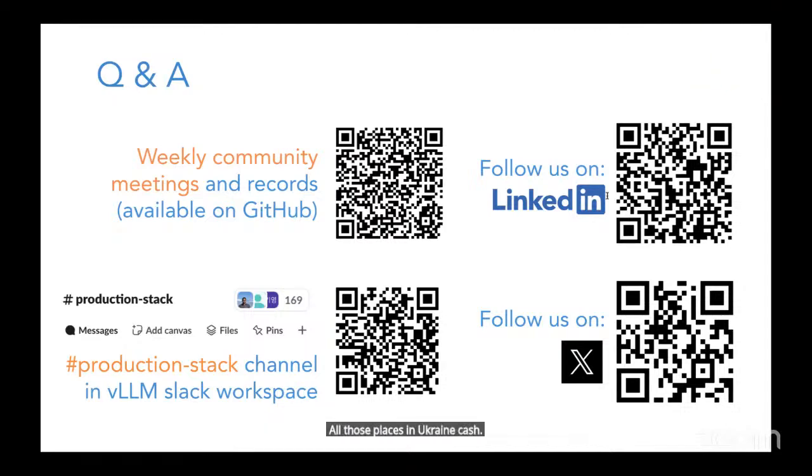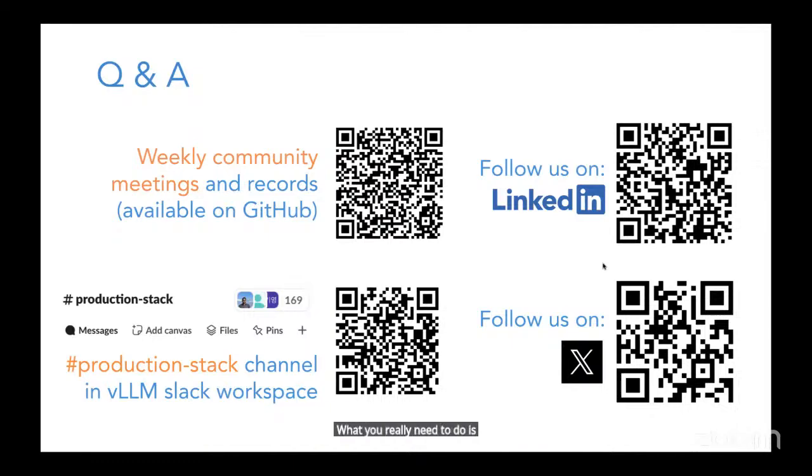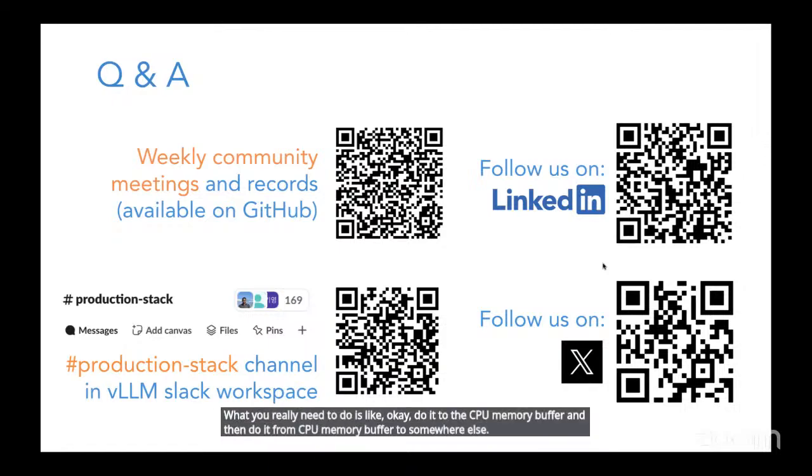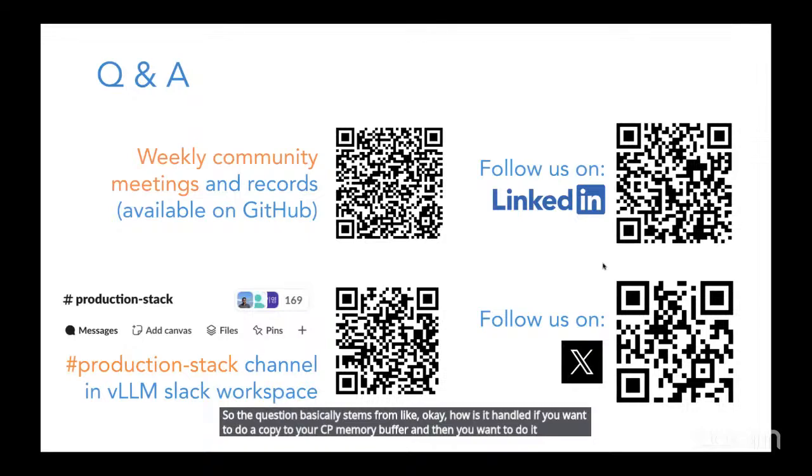I think the clarification question is you can't do a transfer from GPU memory to storage directly, right? So a GPU thread SM copy is not going to happen. What you really need to do is copy to the CPU memory buffer and then from the CPU memory buffer to somewhere else. So the question stems from how this is handled. If you copy to a CPU memory buffer and then to storage, are you keeping a double buffer copy here, or what do you do?